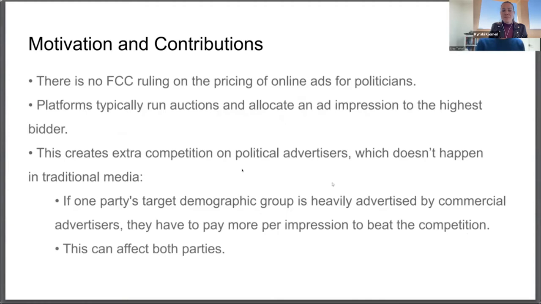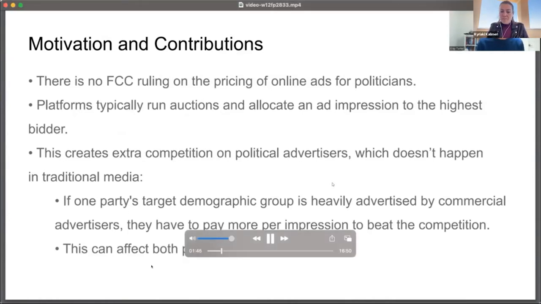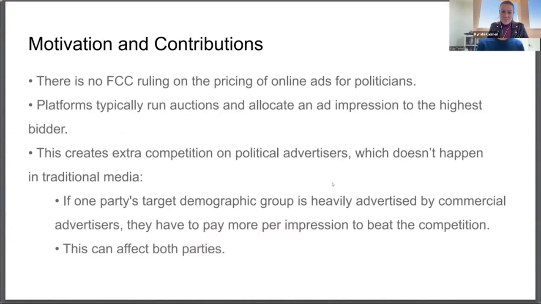All right, so currently the FCC does nothing to control online political advertising, and ad impressions for politicians and any commercial advertiser are typically allocated through auctions that take place in the background in social media platforms or online platforms. This kind of auction environment is good for the platform because it maximizes revenue extraction and is decentralized and easy to control, but it creates extra competition for political advertisers because they need to compete with other commercial advertisers that might be targeting their target demographic.